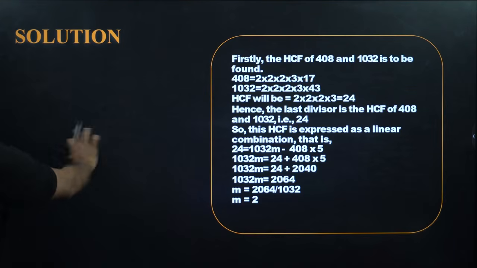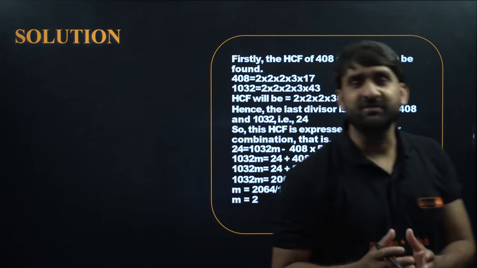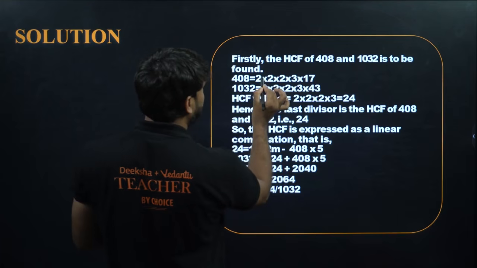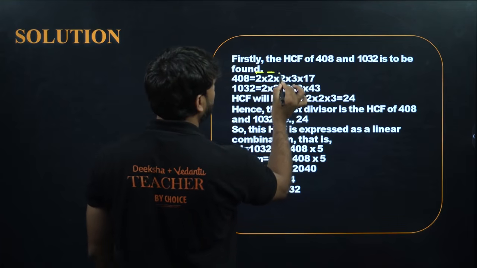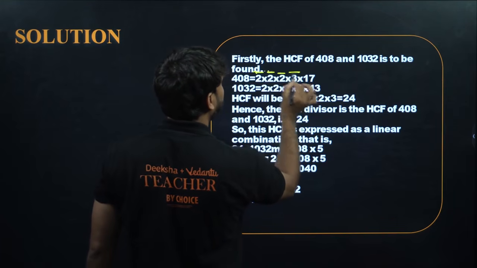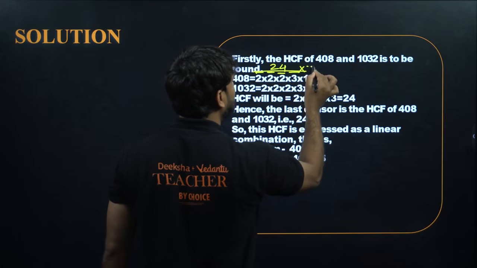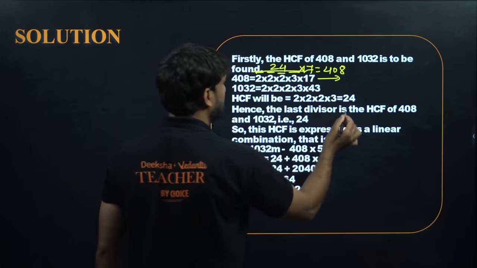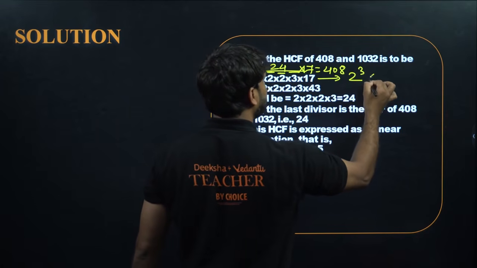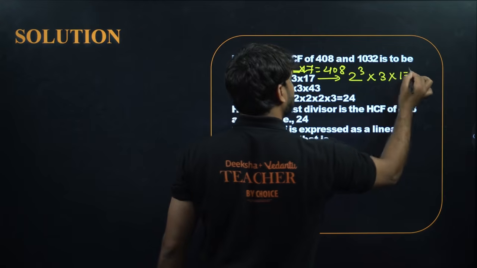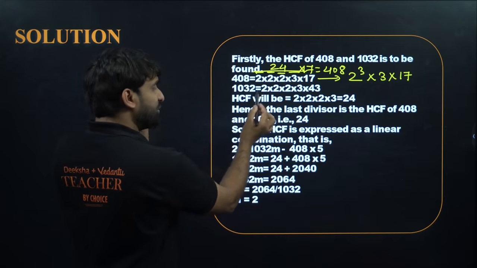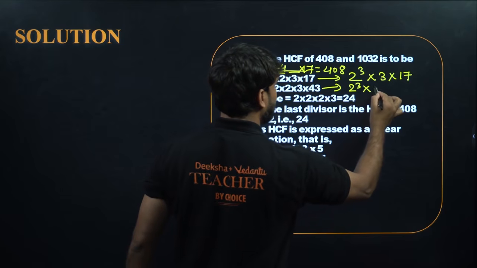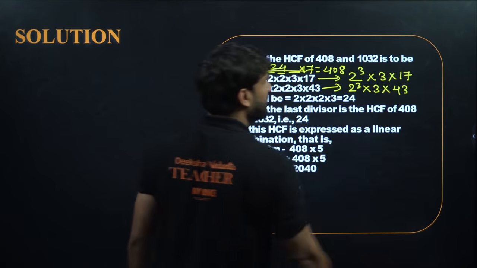Okay, so again we are applying the prime factorization method to find out the HCF in number form. 408 can be written as 2 into 2 into 2 into 3 into 17, since 24 into 17 is equal to 408. This can also be written as 2 to power 3 into 3 into 17. And 1032 has the prime factors 2 to power 3 into 3 into 43.